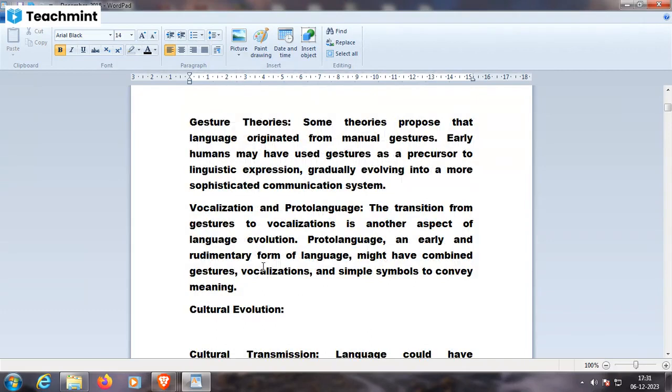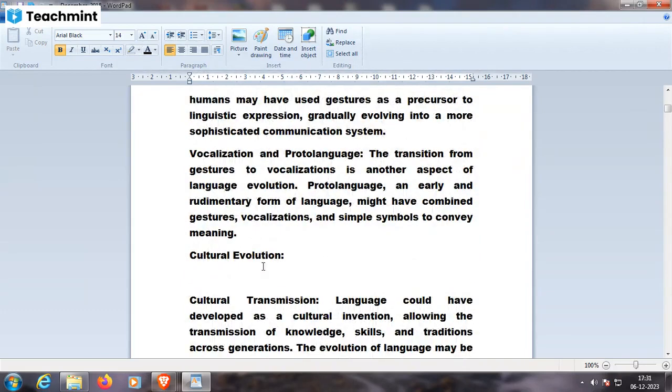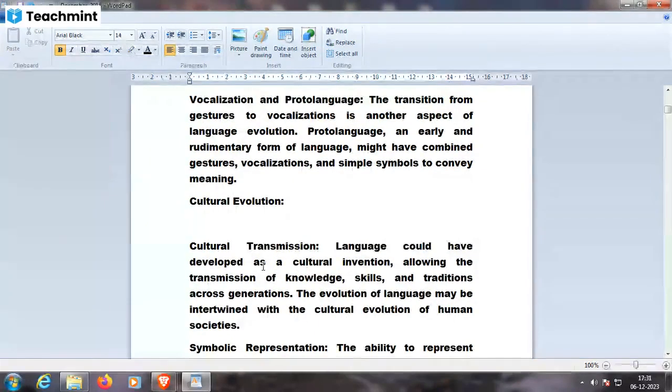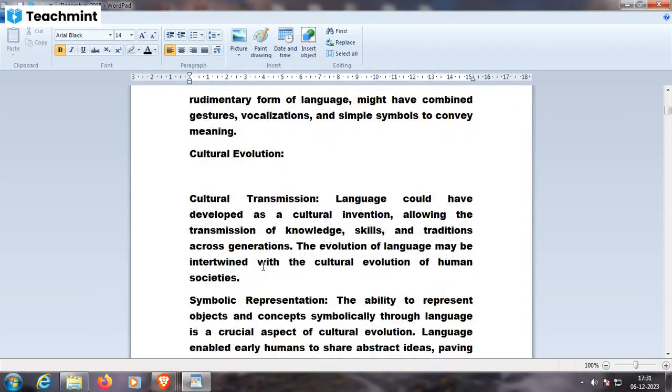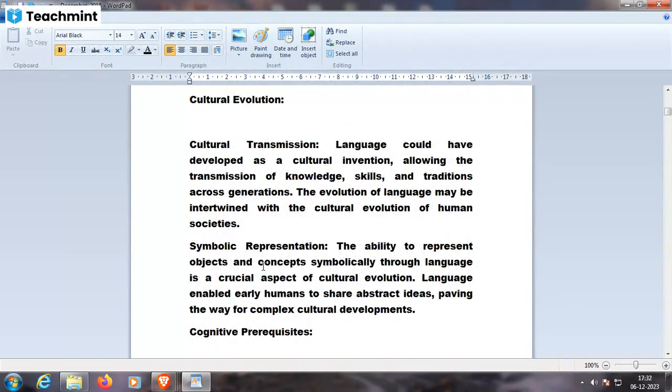Then cultural evolution, meaning cultural transmission. Language could have developed as a cultural invention, allowing the transmission of knowledge, skills, and tradition across generations. So the evolution of language may be intertwined with the cultural evolution of human societies. Then comes symbolic representation, the ability to represent objects and concepts symbolically. When we speak, don't we say symbolically what we want to speak? We point out and we speak. So that is symbolic representation. So language enabled early humans to share abstract ideas.